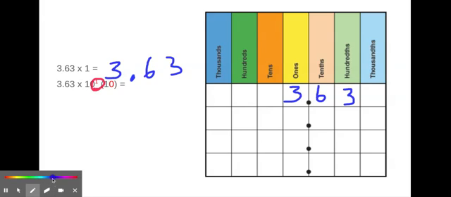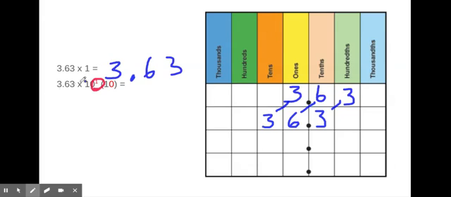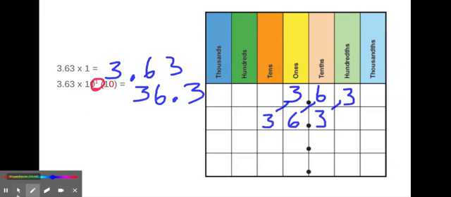So let's take this 3 in the hundredths place and move it up 1 place, put it in the tenths place. This 6 in my tenths place moves up 1 and goes into the ones place. And the 3 in my ones place moves up 1 into the tens place. So 3 and 63 hundredths times 10 to the first power, or just 10, gives us 36 and 3 tenths. Let's try another one like that, shall we?